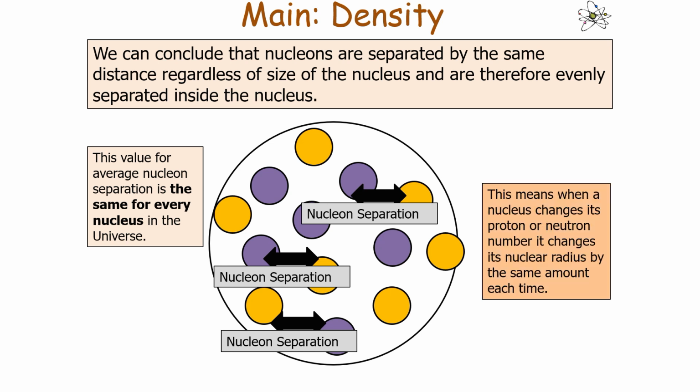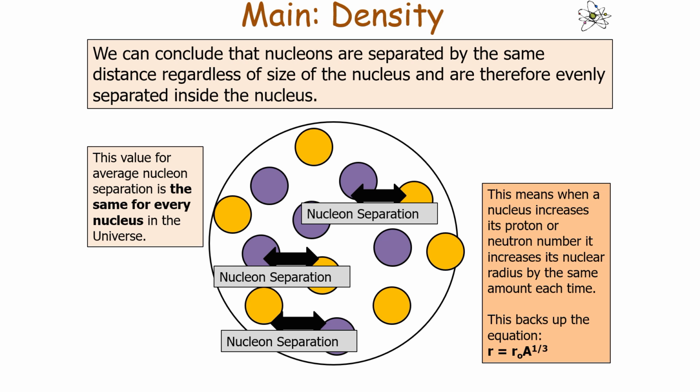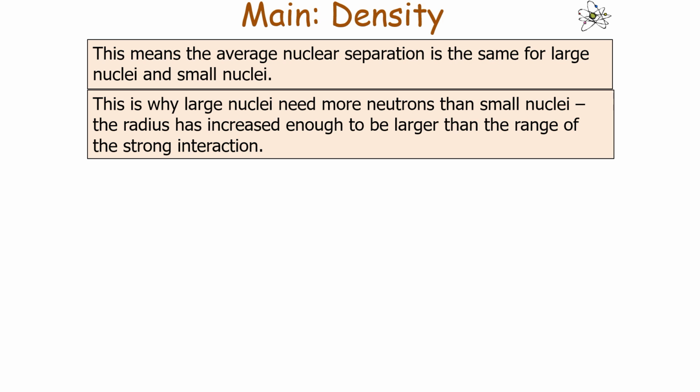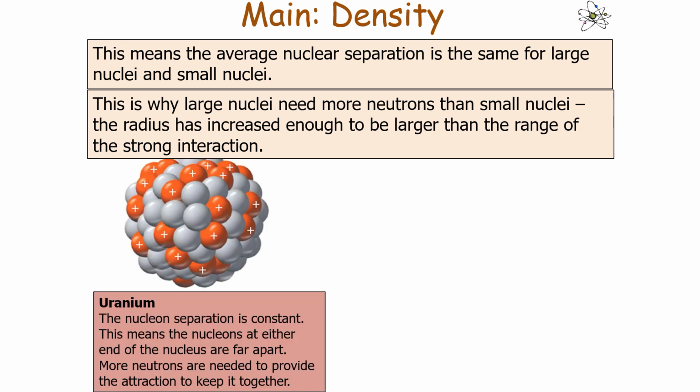So this means that when a nucleus changes its proton or neutron number, it changes the nuclear radius by the same amount each time, which is backed up in the equation that the nuclear radius is equal to r0 A to the power of a third. Now, it's important to note that this is actually why large nuclei need more neutrons than small nuclei, because if we keep our average nuclear separation the same for all nuclei, because our nuclear density is constant, this indicates that when we add more protons and neutrons to make larger nuclei, the radius of our nucleus has increased to be larger than the range of the strong interaction.